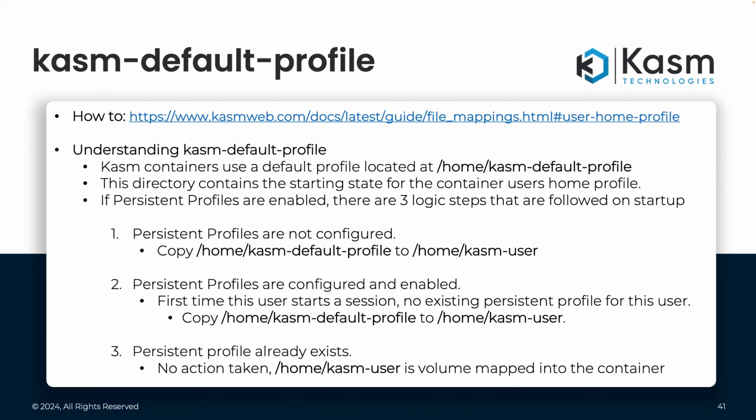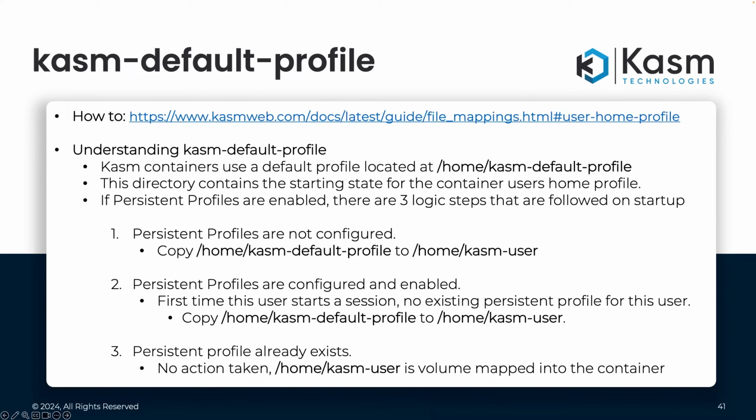The second condition is the persistent profiles are configured and they're already enabled. So the first time the user starts a session, no existing persistent profile for this user exists, and then it's going to go ahead and make this copy. And then the third one here is persistent profiles already exist. So no action is taken because it sees that we have a home Chasm user is already mapped into the container. We will demonstrate this as we will set our file mapping to take place on the user's desktop.